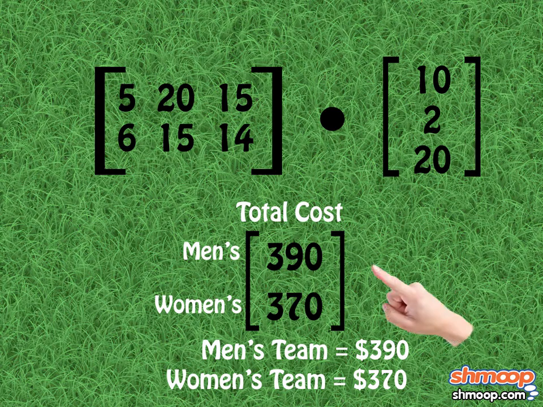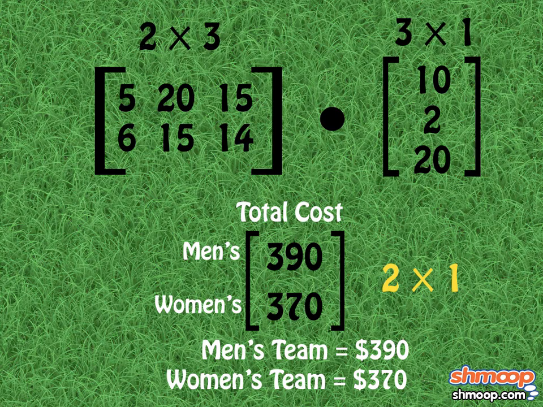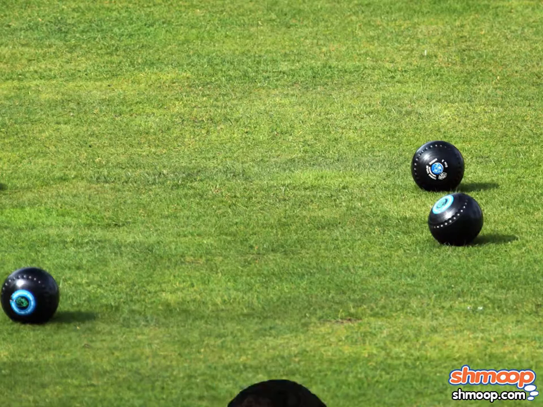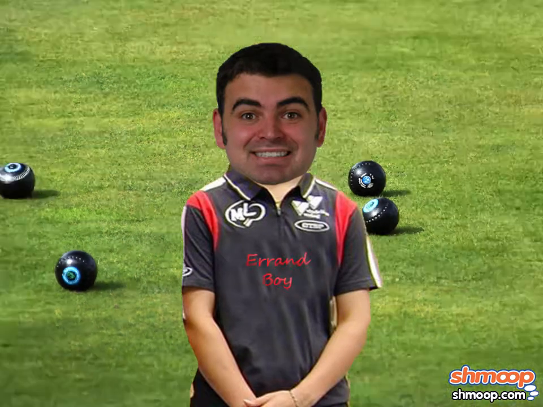Notice that our ending matrix has dimensions of 2 by 1, which is also the rows of matrix A and columns of matrix B. If he keeps up the good work, Jerry may soon be promoted to errand man.